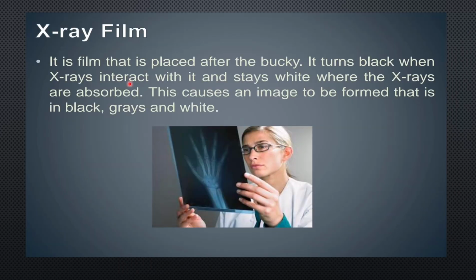Then we have the X-ray film. It is a film that is placed after the bucky. It turns black where X-rays interact and stays white where the X-rays are absorbed. This causes an image to be formed that is black, gray, and white. This is mainly controlled by a term known as attenuation.